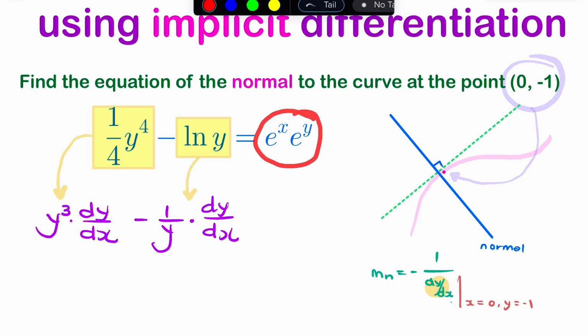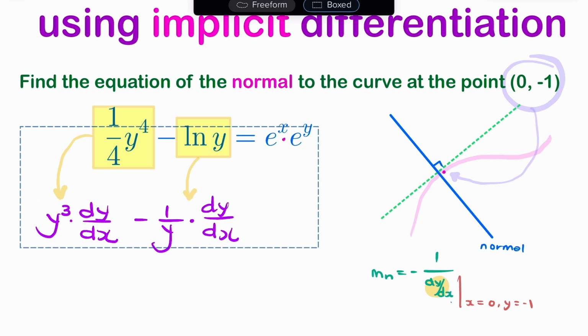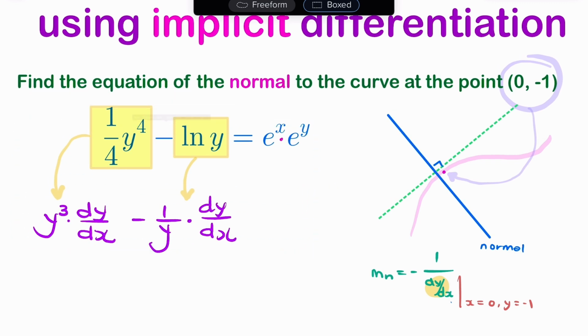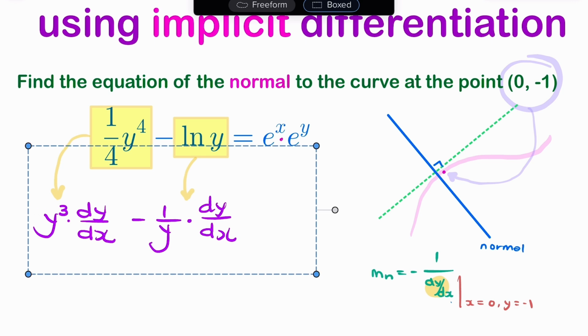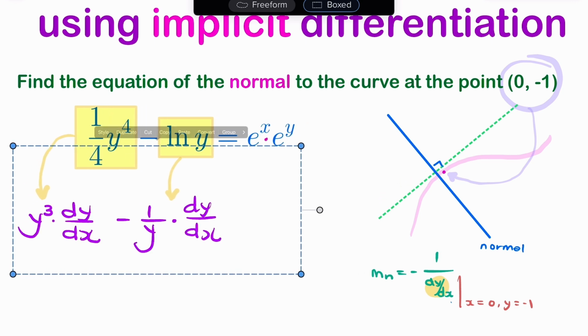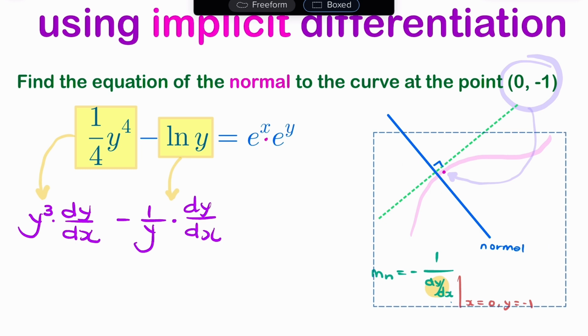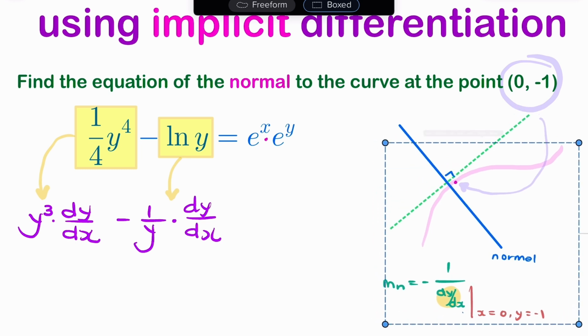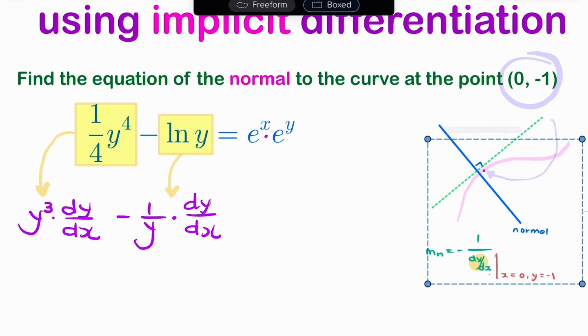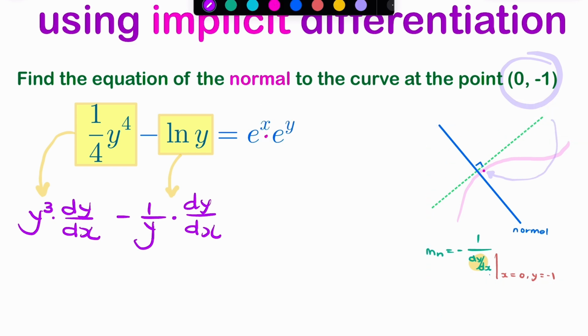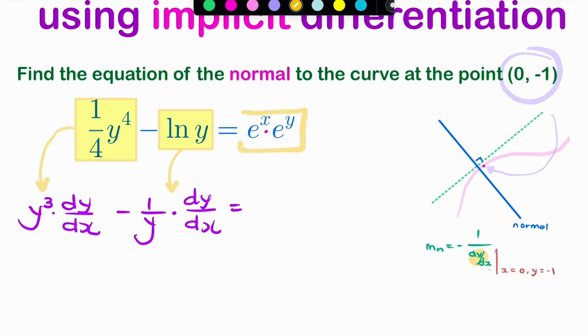Now the final term is e to the power x, e to the power y, and that looks like a product. Remember, these are two terms that are multiplied, so we're going to have to use the product rule. So it's going to be the derivative of the first multiplied by the second plus the first times the derivative of the second. So let me get all this out of the way to make it easier to write. So our third term is our product rule.